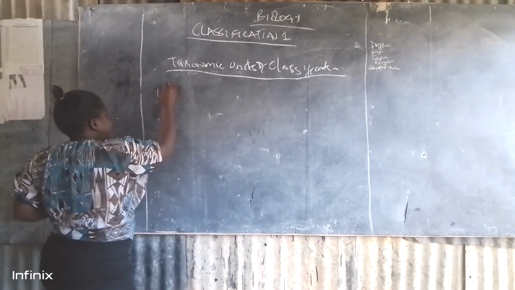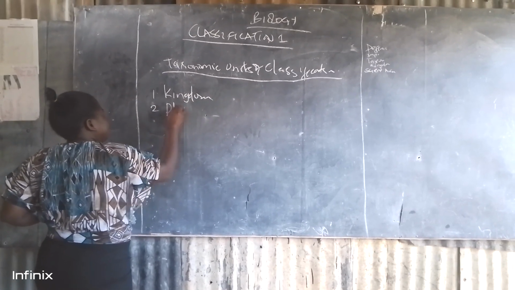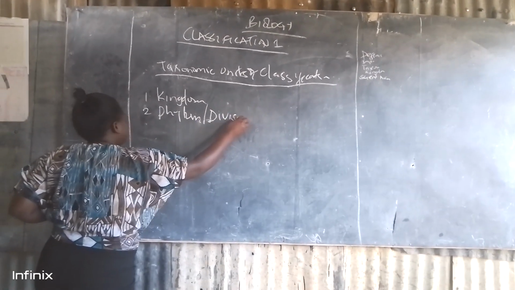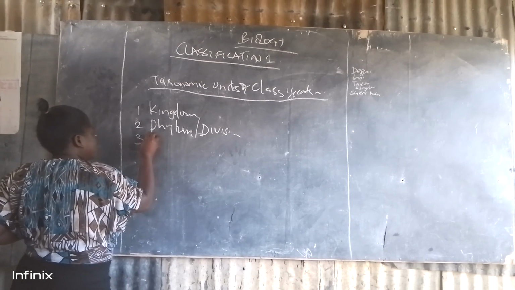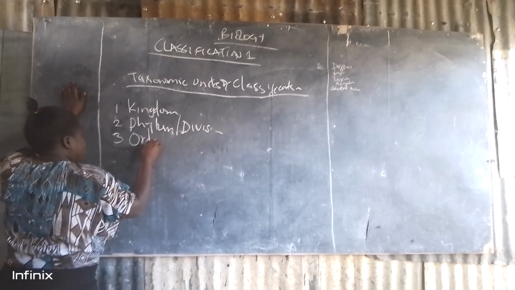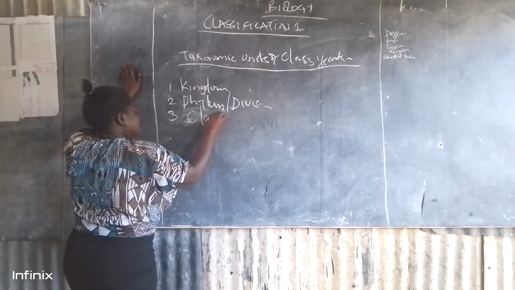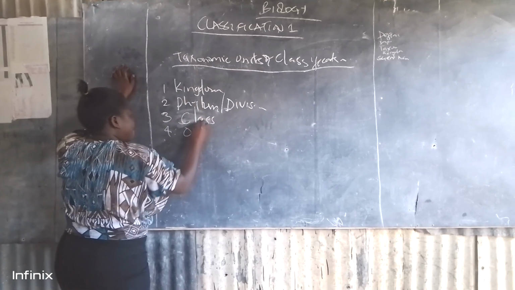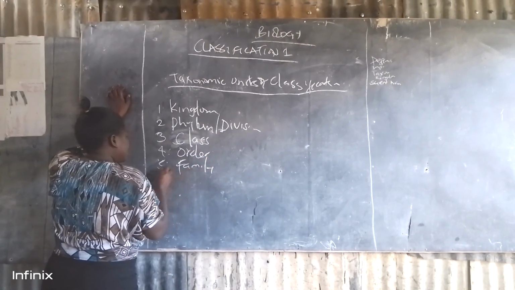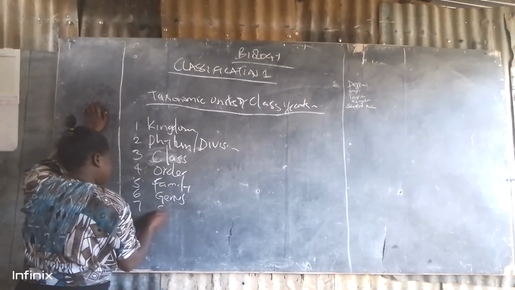Number 1, we have kingdom. Number 2, we have phylum, in brackets division. Number 3, we have class. Then number 4, we have order. Number 5, we have family. Number 6, we have genus. And finally, number 7, we have species.